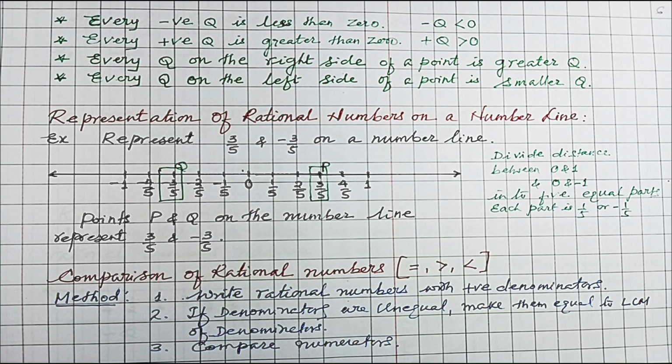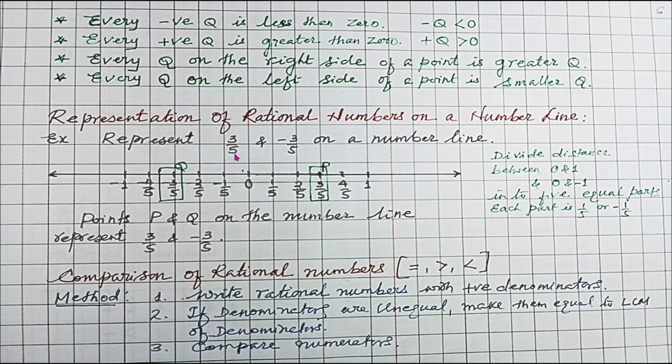Now, representation of rational numbers on a number line. We are discussing how to represent the two rational numbers 3 by 5 and minus 3 by 5 on a number line. First, let us draw a number line here. 0 is the point on the number line, and to the right we have to represent the positive rational number. To the left we have to represent the negative rational number. Now, for that, first of all, we know that 3 by 5 is definitely less than 1. That means it lies between 0 and 1.